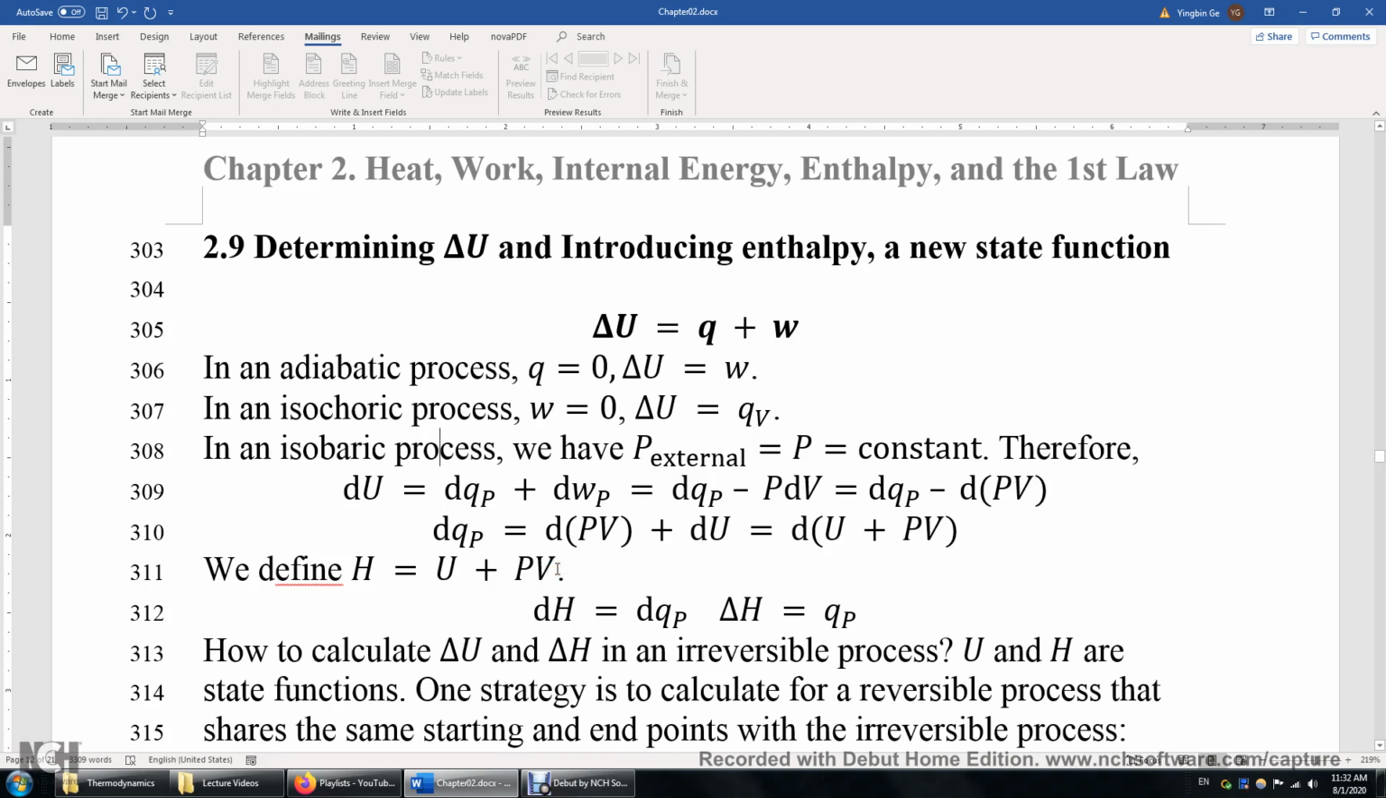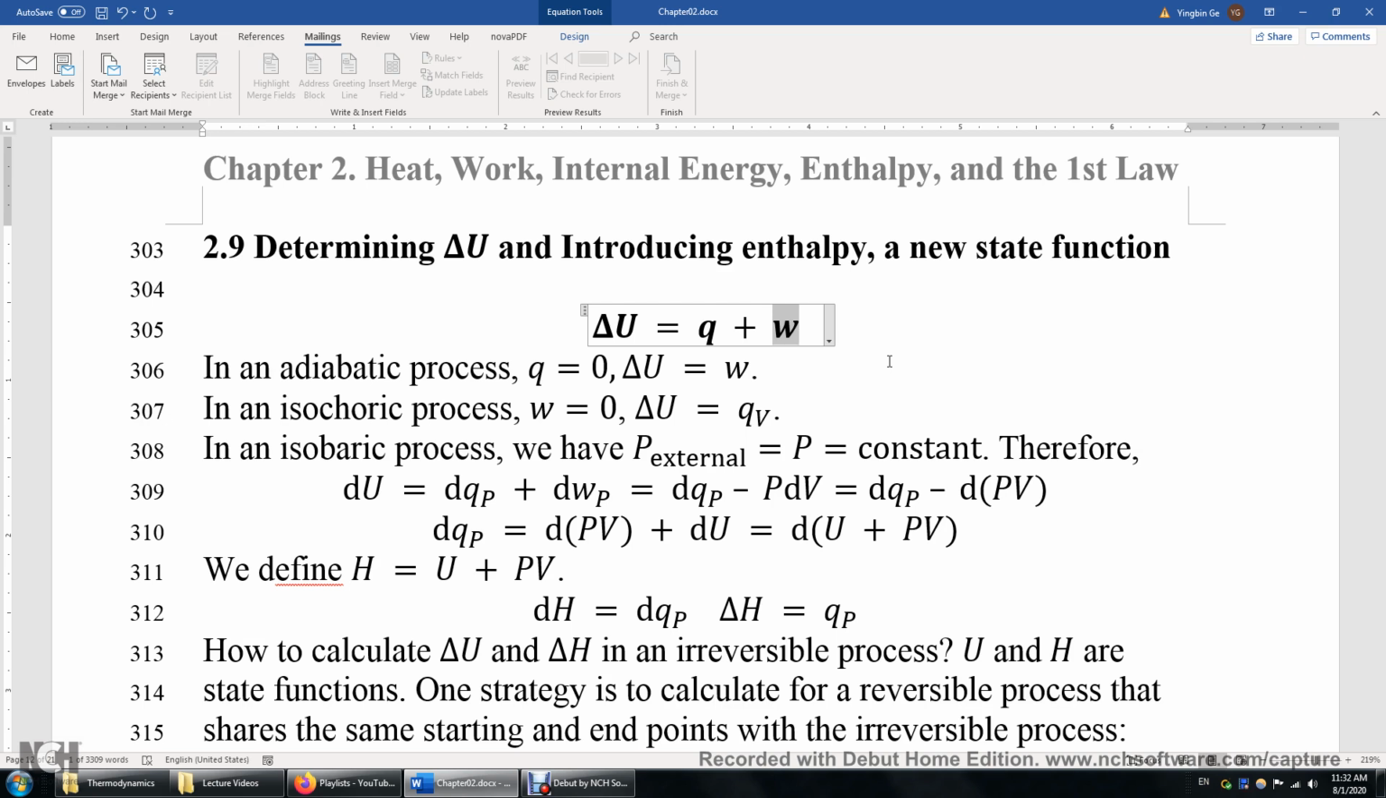Section 2.9. Determining the change of the internal energy and introducing a new state function, enthalpy. First, delta U is equal to Q plus W. To change the internal energy of a system, either Q or W will have to be non-zero. In an adiabatic process, Q is 0, then delta U is equal to W.